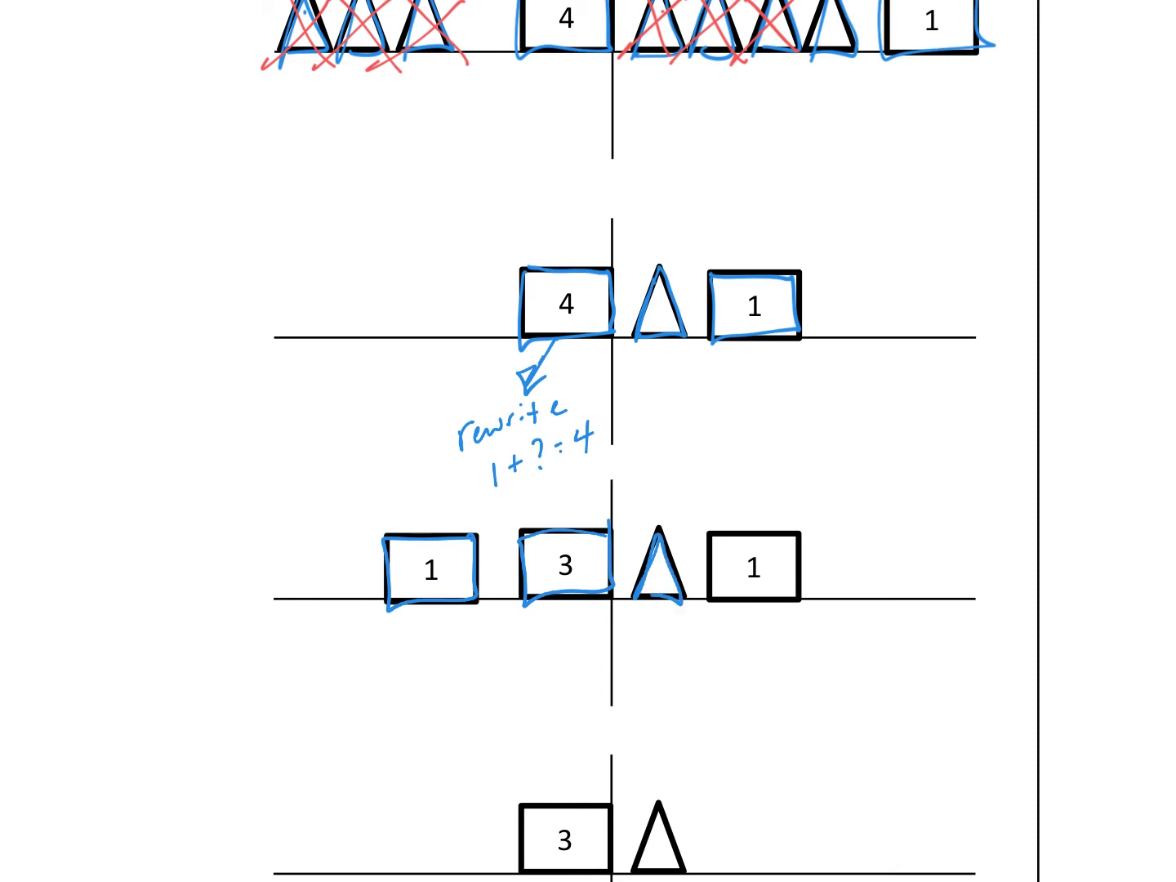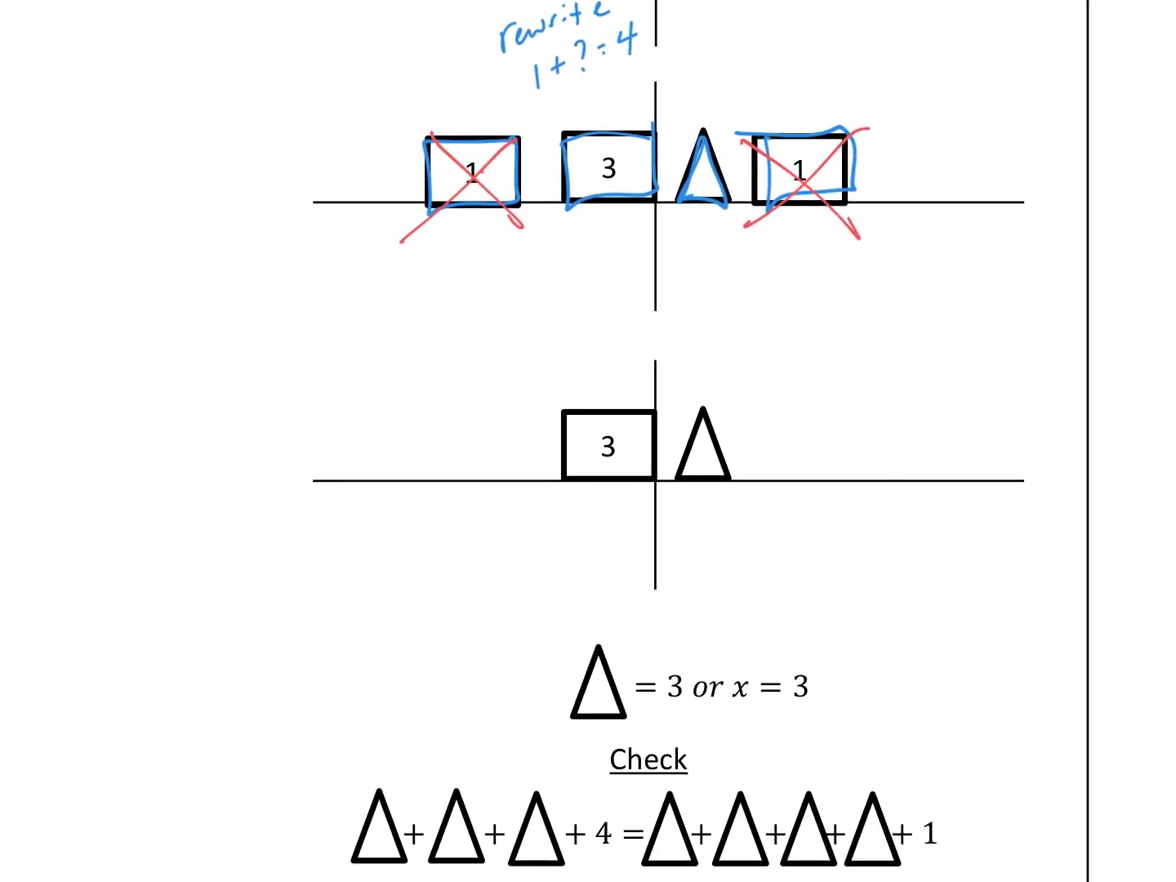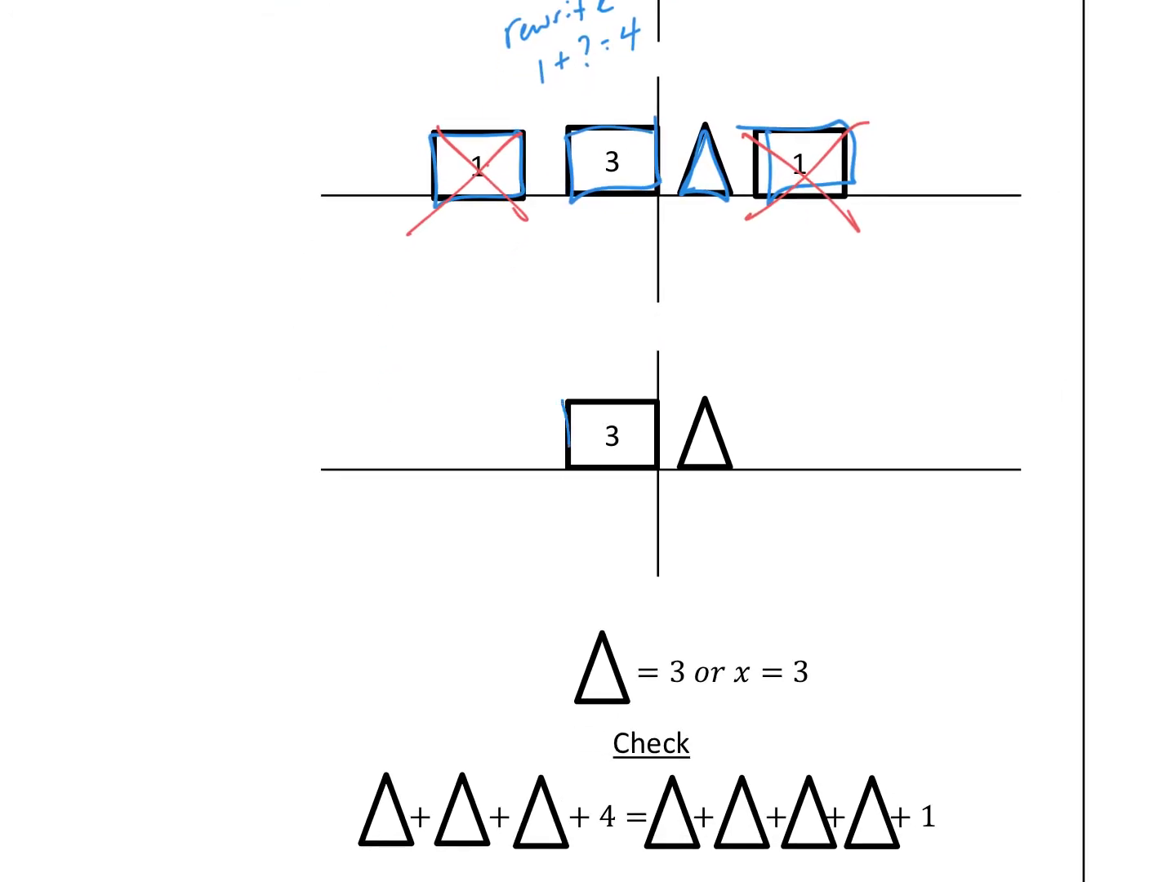And then on the right side, I still have that pawn and the 1. Now I can go ahead and get rid of my 1 because I also have a 1 to get rid of on the left side. Finally, I see I'm left with a 3 on the left and a pawn on the right. So that tells me 1 pawn is equal to 3.